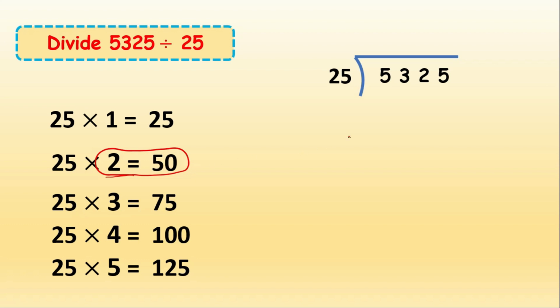Let's complete. Write 50 as a product and 2 as a quotient. Got it? And now let's subtract 53 minus 50. 3 minus 0 equals 3 and 5 minus 5 equals 0.